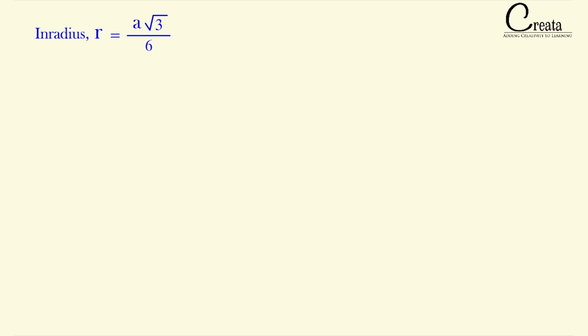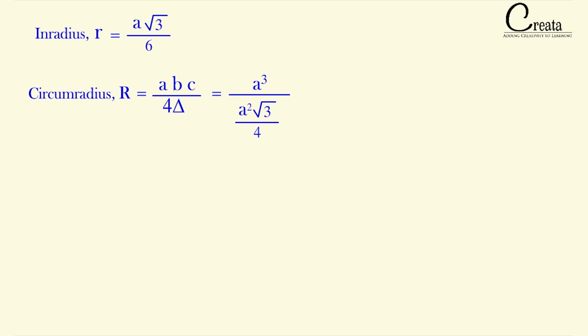Further, let's try to calculate the circumradius, that is capital R, and we know capital R is equal to ABC upon 4 times area of triangle. Here A, B, C are the three sides of the triangle which are equal to a. And just now we have seen the area of the triangle as a square root 3 upon 4. On putting the value and solving, we got the circumradius as a root 3 upon 3. This is the formula of the circumradius for an equilateral triangle. We got the inradius as a root 3 upon 6 and the circumradius as a root 3 upon 3.